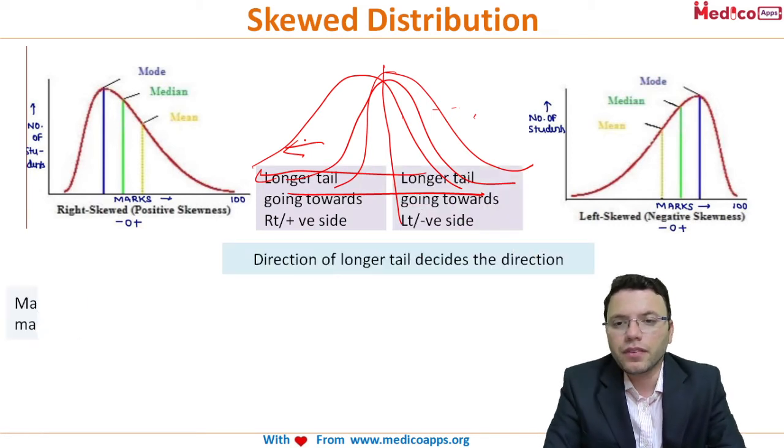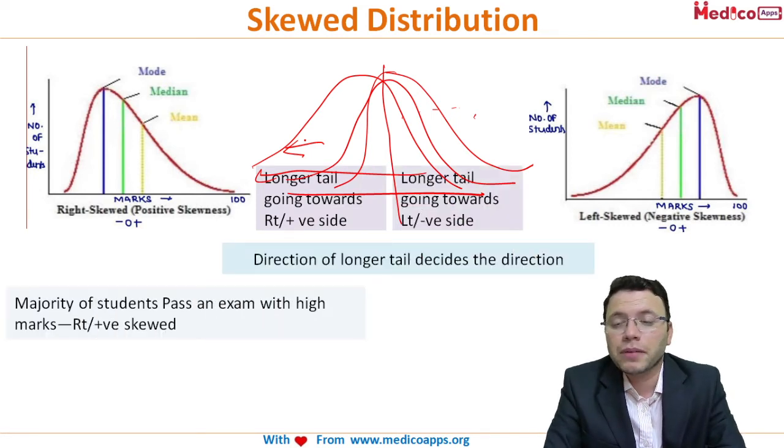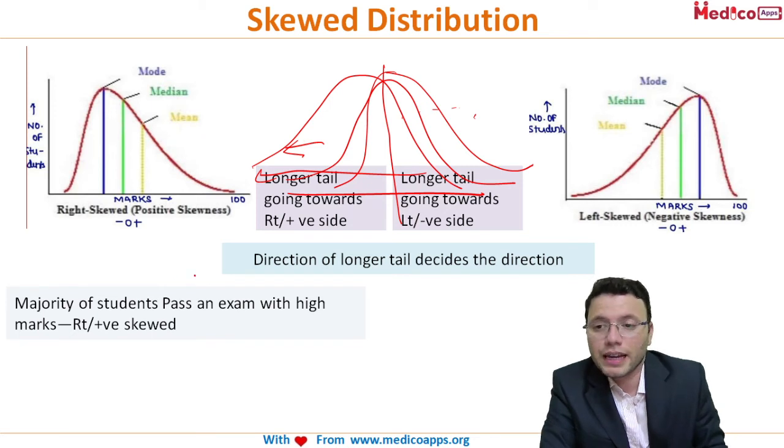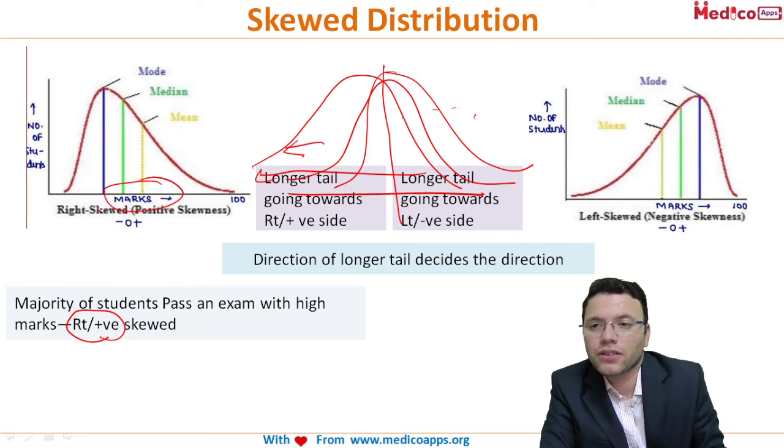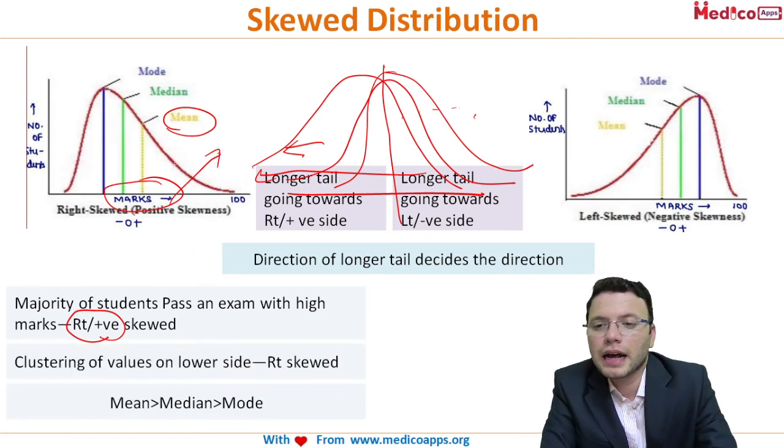For example, if the majority of the school have very high marks, that will be right skewed. That is, more of the students are having more marks on the right side. So here the mean will be more because the maximum score will be more, right? So the mean will be more than the mode when you compare the three.